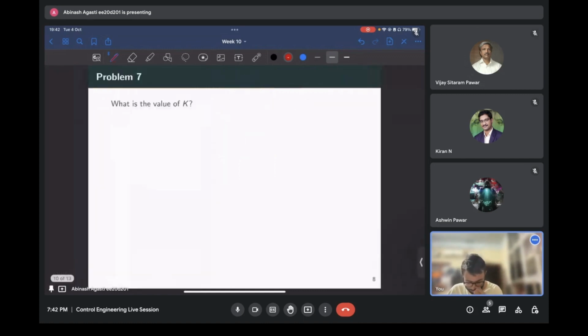So then we want to find out the value of k. Let's just draw the figure again. We have minus 40 dB at 0.1, 20. This is minus 20. And then we go on.